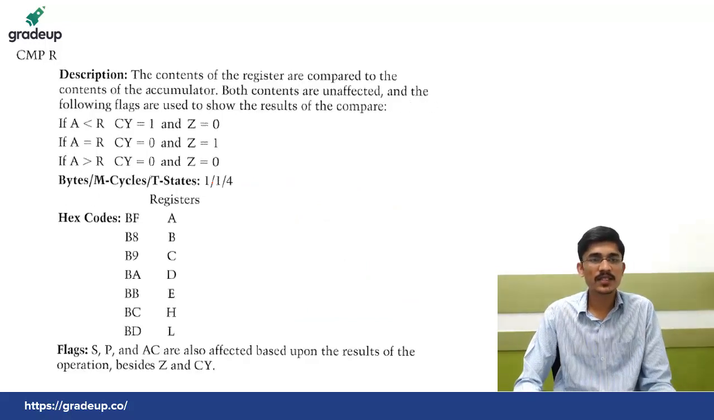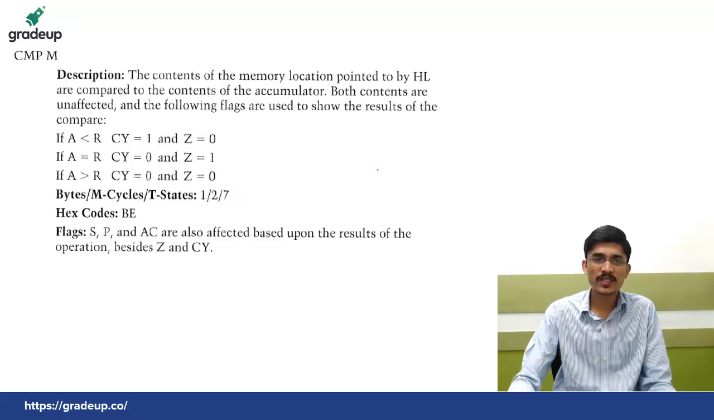In the previous instruction, it requires only 1 byte. It is a 1 byte instruction. It will require only 1 machine cycle, and it requires 4 T states. I forgot to tell you that. So let's move to the next instruction, that is compare M.